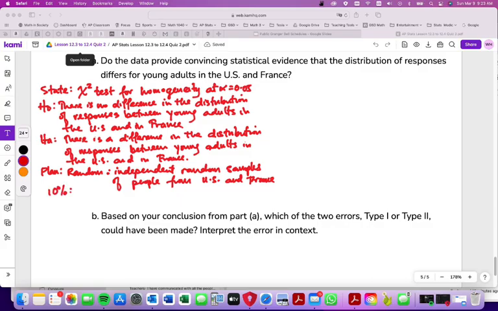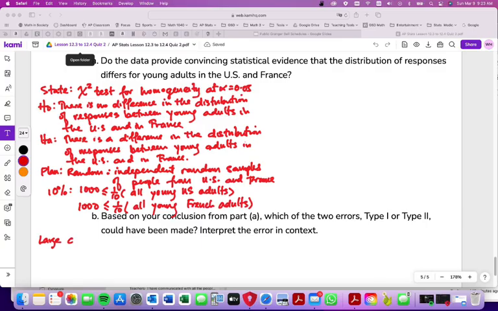Second is the 10% rule. And this one, all right, we put the sample size 1,000 is less than equals to 1/10 of all young adults in the US. And then we need to do the same thing for France, right? 1,000 less than equals to 1/10 of all young French adults. And then we do the large counts.